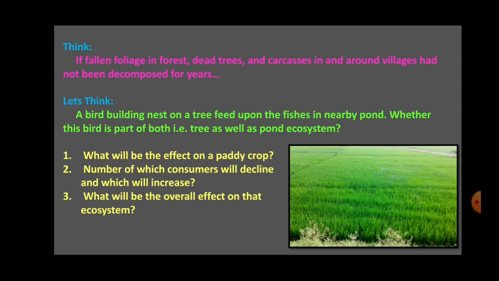The grasshoppers will suddenly rise. The frogs, the snakes, they will be no more. So your food chain comes to an end there itself. And any sudden increase or sudden decrease in population of any living organism is harmful to nature. Clear with this? Okay, good. Let's move to next.